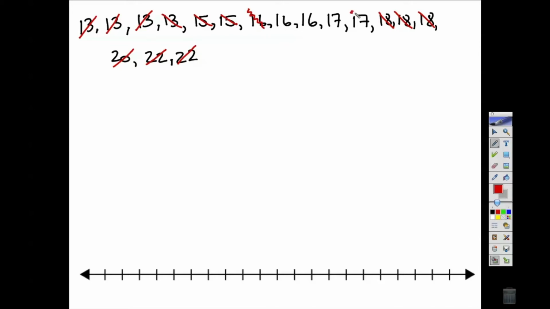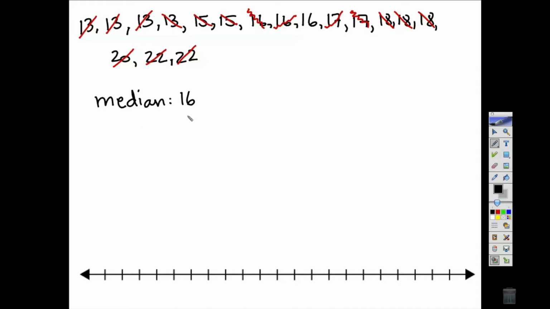Here's this 16 and this 17. This 16 with this 17 cancels out. So that means there is one middle number here, and that is 16. So that is my median. It is the center part of my data.